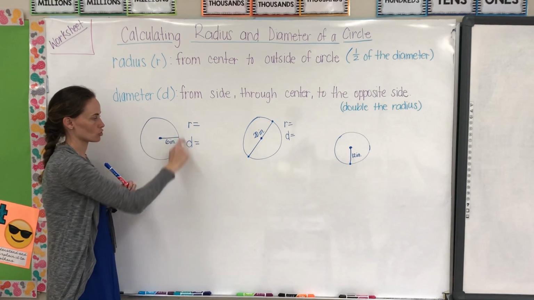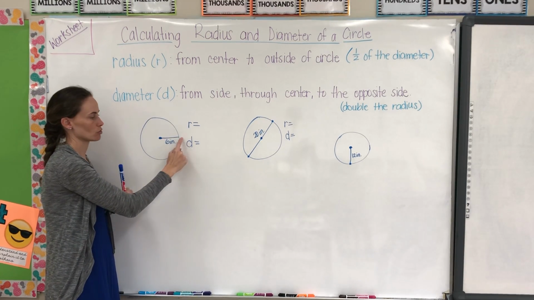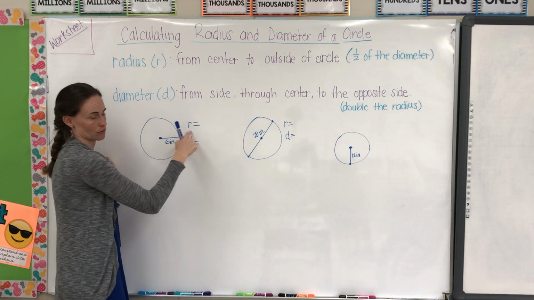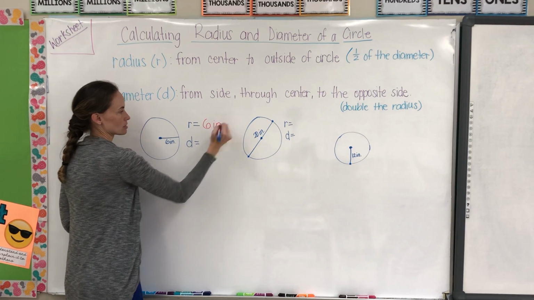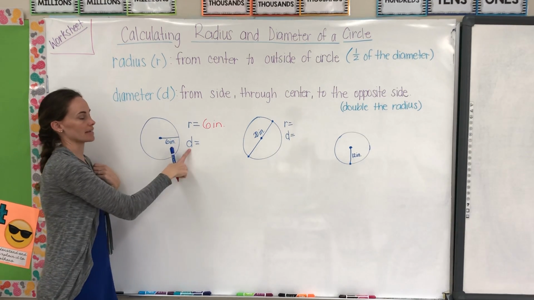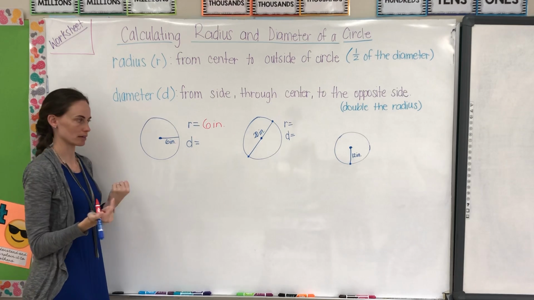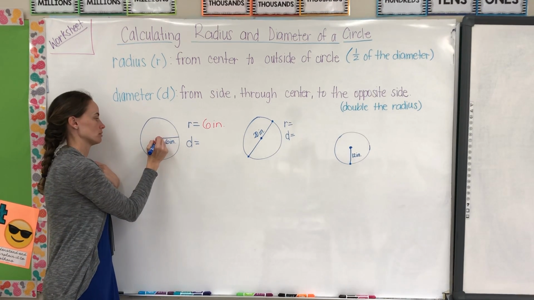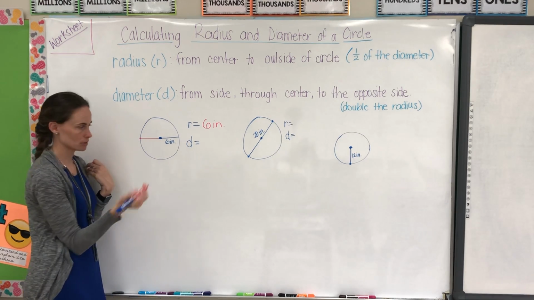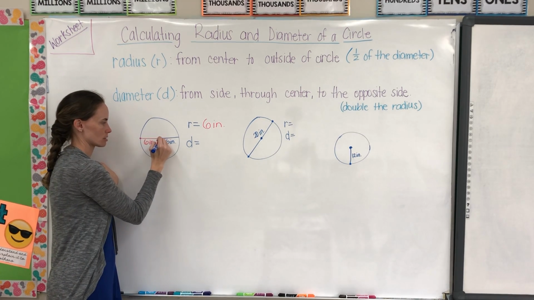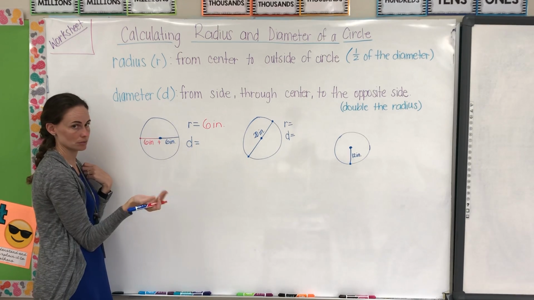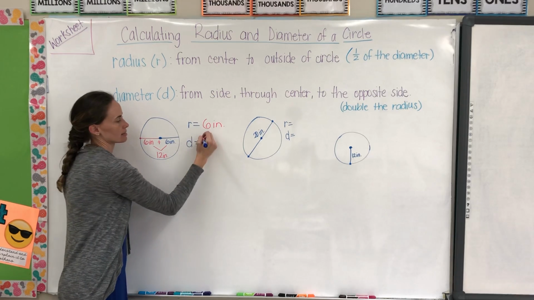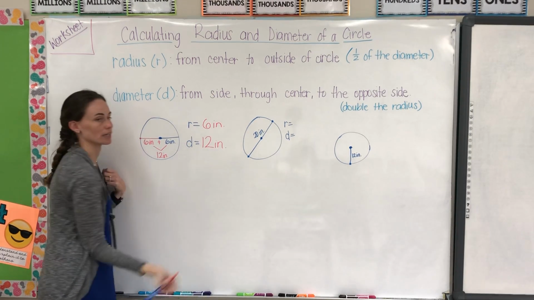So for example, this circle here is only going from the center to the outside, so this is our radius. R stands for radius, it would be 6 inches, right? And then the diameter, we have to figure it out. How do we do that? Well, we look at what they're giving us. They're giving us the radius, which is half. So we know the other half would be the same, so another 6 inches. And when we add them together, we would get 12 inches. So the radius is 6, the diameter is 12, okay?